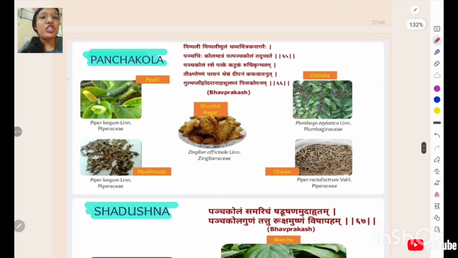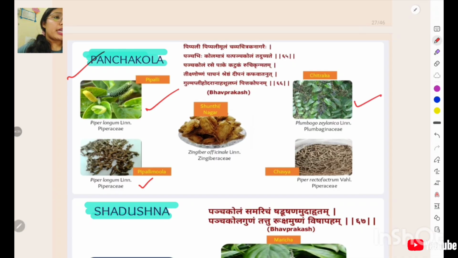Next one is Panchakola. As you know, Panchakola is very famous: Pippali, Pippali Moola, Chavya, Chitraka, Nagara, and each of these is taken in one kola matra. Kola, as you studied in RS, is 6 grams. Pippali is Piper longum, Piperaceae family. In Pippali we take the fruit, and in Pippali Moola we take the root of that Pippali.